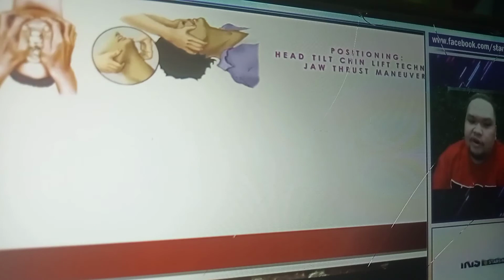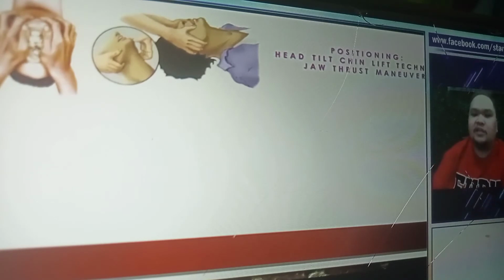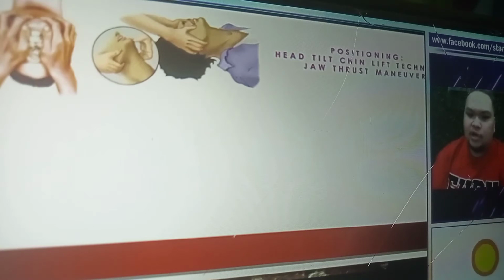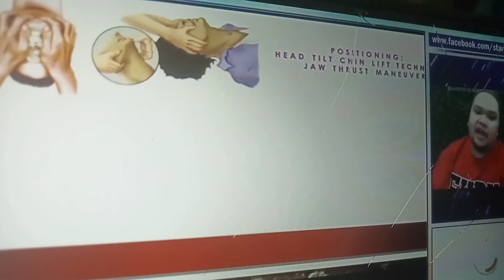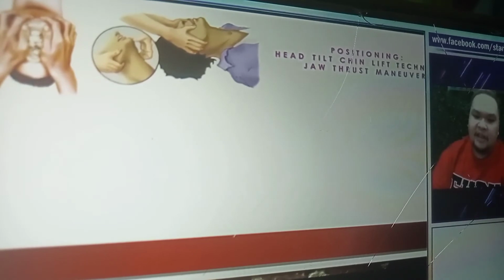And when is the jaw thrust maneuver done? It is done if you have a suspected spinal cord injury. If you have a suspected spinal cord injury, we cannot move the neck area of the patient. Why? Because of the possible danger of affecting the spinal cord. We might create more complications for our patient.